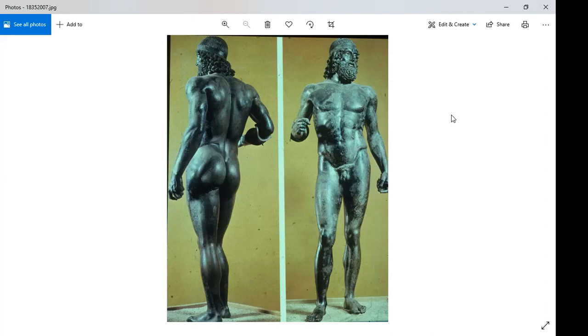No question, they were the best of all the ancient cultures in realistic human figures out of either bronze or marble. And one other thing, this was found off the coast of Italy. Why do we say Italy when it's a Greek figure? Because it was being shipped from Greece to Italy when the Greeks ruled Italy.